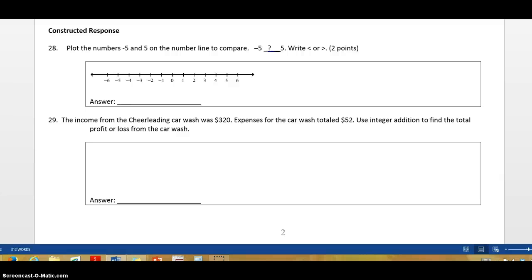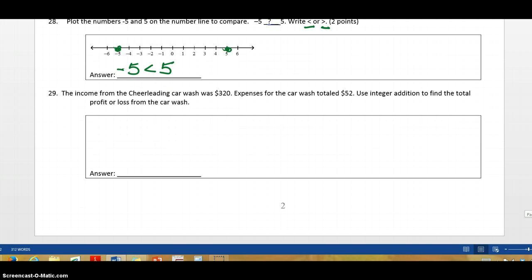We're using a number line, so we don't have to worry about that yet. It's saying plot the numbers -5 and 5 on the number line to compare. So the first step is plotting those numbers, so -5 and 5. Now we're comparing. We need to see if it's less than, that's what this sign means, or greater than. Now if we look at 0, we should see that our 5 is greater than -5. So we're rewriting this as -5 is less than 5. That's all you need to write for that one.